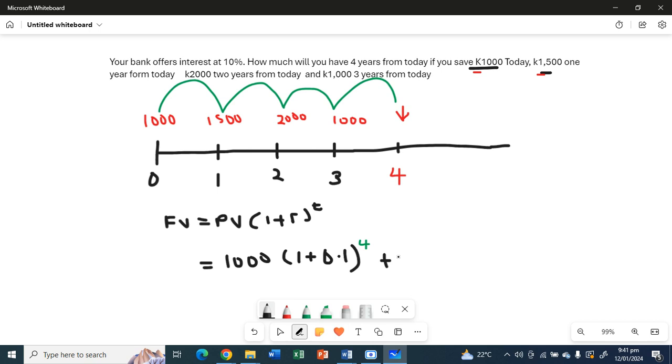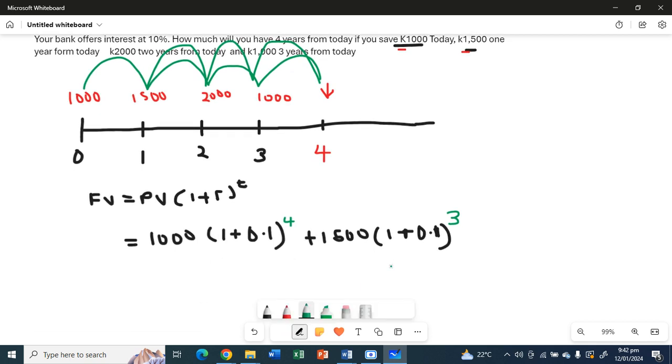Plus 1,500 open brackets 1 plus 0.1 to the power. So this 1,500, we're going to count 1, 2, 3. So it's 3 years from year four, so we'll put it to the power 3. Plus 2,000 times (1 plus 0.1). So on the 2,000, we count 1, 2. So it will be to the power 2.